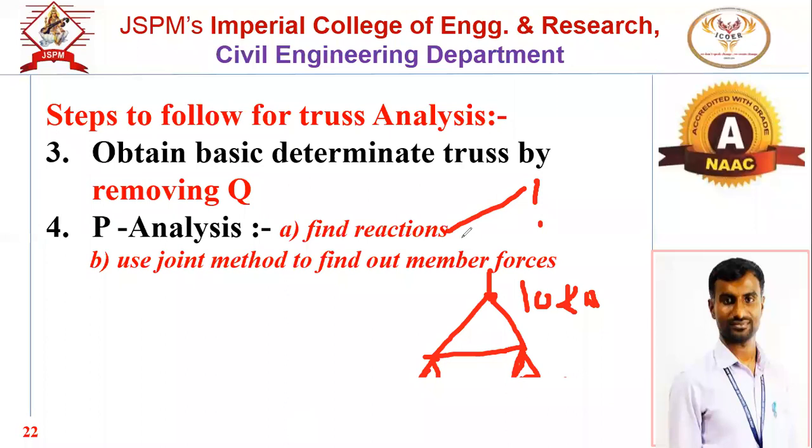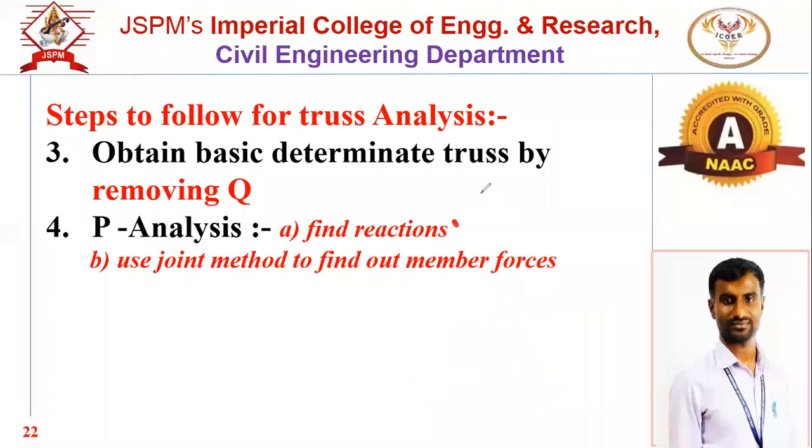Equilibrium equation. Yes, very good. Use the equilibrium equation. Summation Fx equal to 0, summation Fy equal to 0. Okay, and summation of moment at point A equal to 0. So using those 3 conditions, get the reactions.